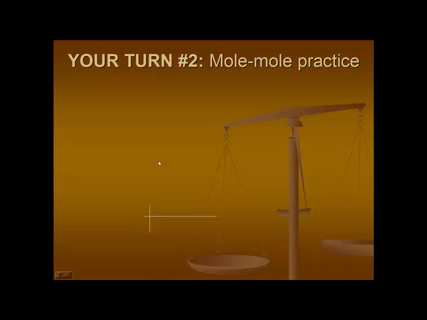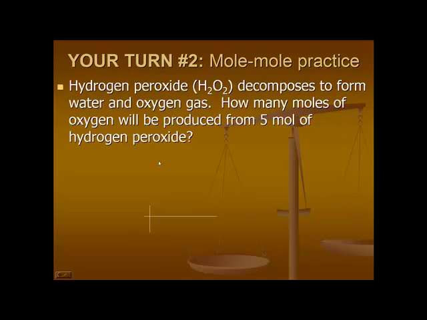Now we'll see if you can try one. You've got hydrogen peroxide, and here is the formula for that. It decomposes into water and oxygen gas. You want to know how many moles of oxygen will be produced if you start with 5 moles of the hydrogen peroxide. I'll help you out with the balanced equation. The rest is up to you. Figure out what you're given, what your unknown is, set up that one-step conversion, and figure out how much oxygen you can get. Give it a try.